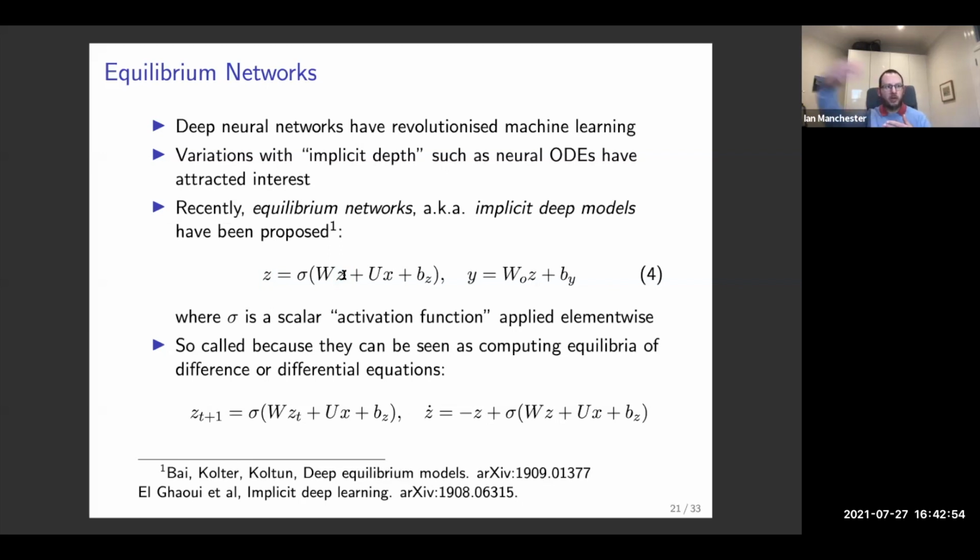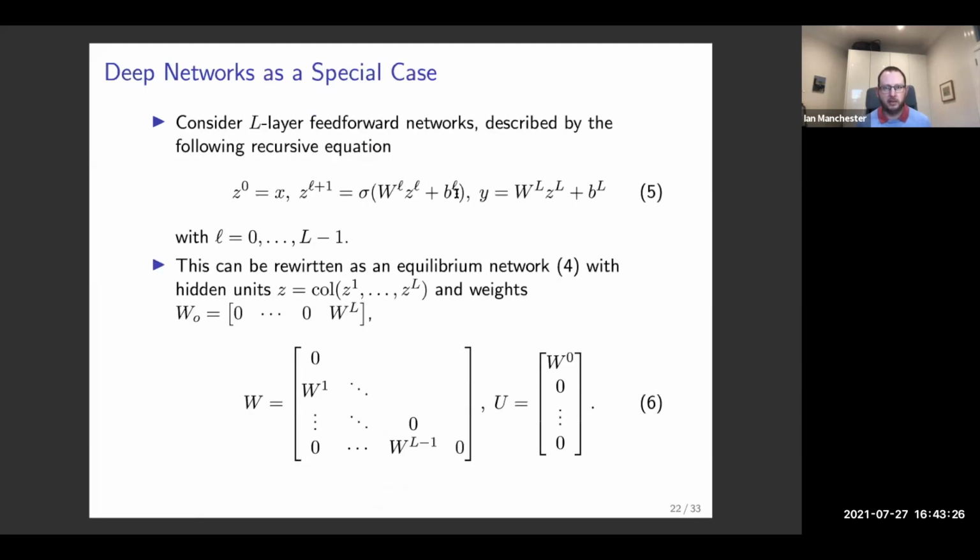So it's not just an input-output model. The output of this model is actually the solution of an implicit equation. It can be called an equilibrium network because it can be considered as finding equilibria of dynamical systems, either given in discrete time or continuous time form, sometimes also called implicit deep models. It can be shown that this structure of models basically includes almost all previous neural network structures as special cases. For example, a standard multi-layer feed-forward network can be represented as a single layer equilibrium network with a weight matrix which is just off diagonal in this way.